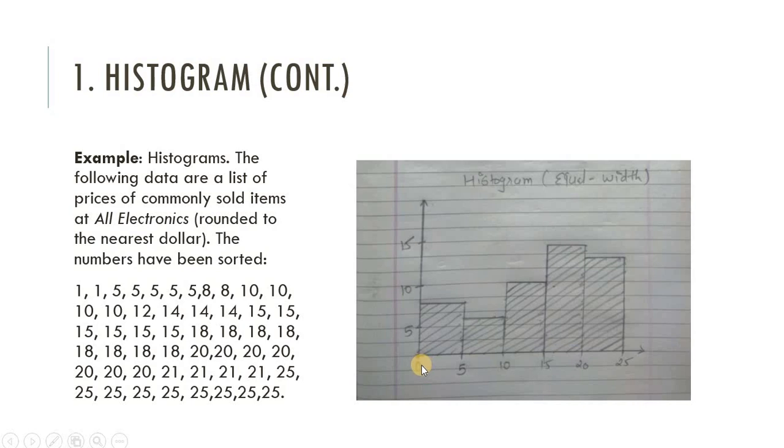So for that we think about how many products are in the price range 0 to 5. Let's count: 1 2 3 4 5 6 7. So 7 products have a price between 0 to 5. Now we create the histogram here, with the 0 to 5 interval of price and 7 products whose price is between 0 to 5.